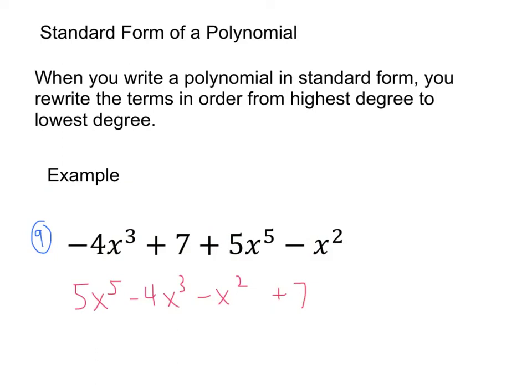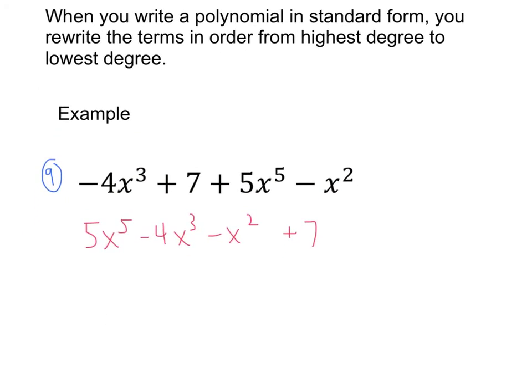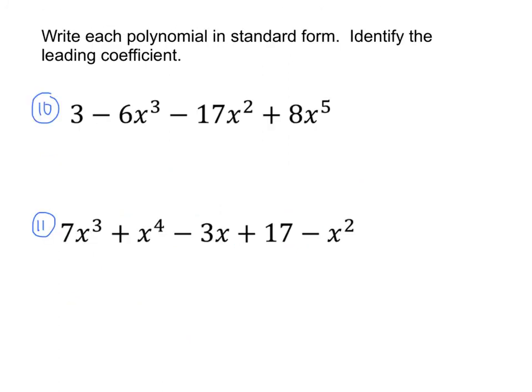Another term that you guys need to know is that when you write it in standard form, this coefficient, the front coefficient, is called the leading coefficient. Okay, the coefficient for the term with the highest power. So 5 would be our leading coefficient. Okay, last 2 examples. I would like you to pause and then write these polynomials in standard form, and then identify what the leading coefficient is. Pause and do that, please.